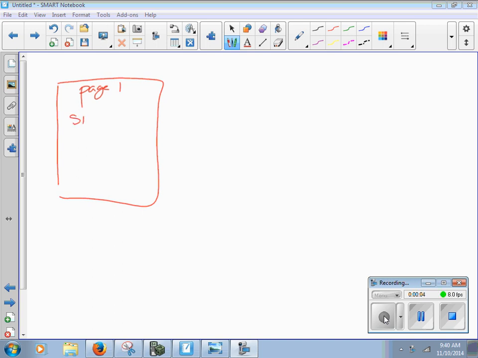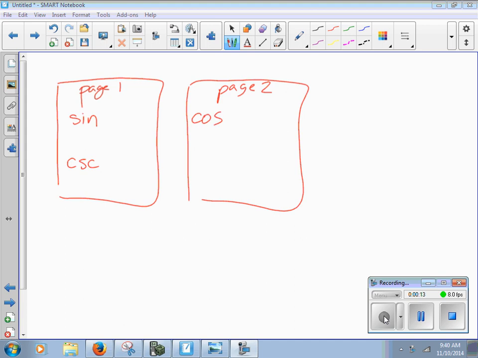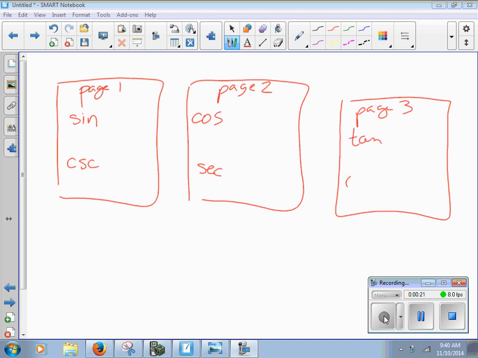Page 1 is going to be sine and cosecant. Put a little note at the top. The second page is going to be cosine and secant. Why in the world am I putting those together? Because they're reciprocals of each other. So then I have tangent and cotangent, correct?